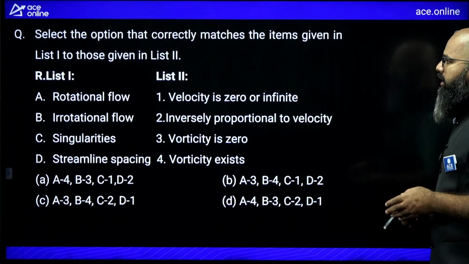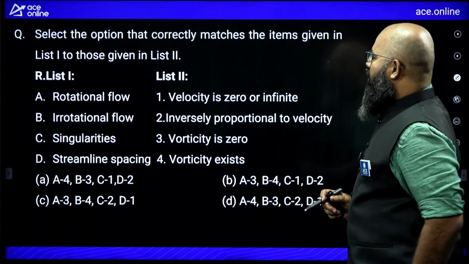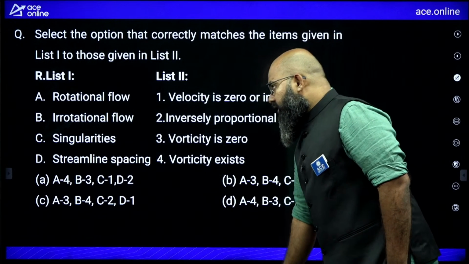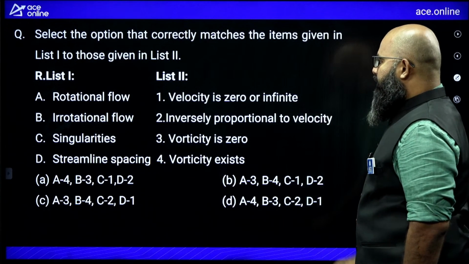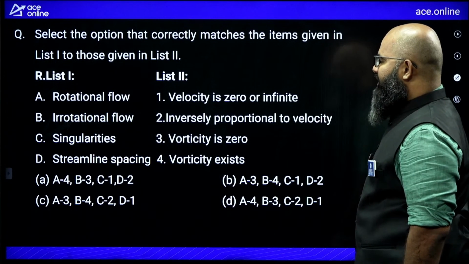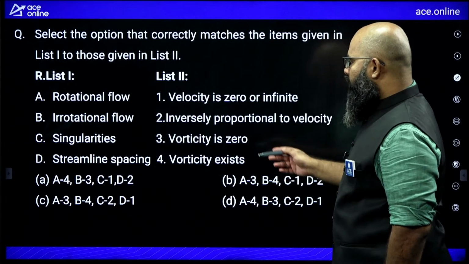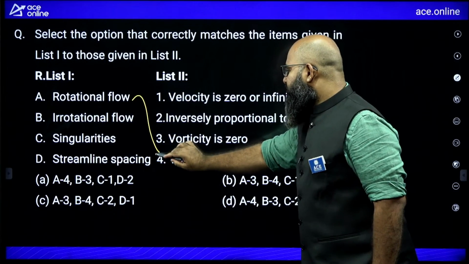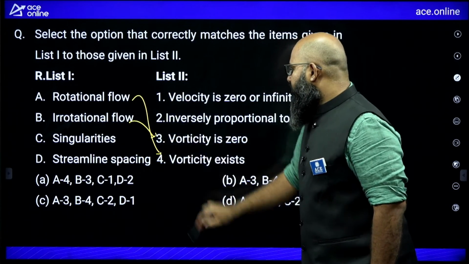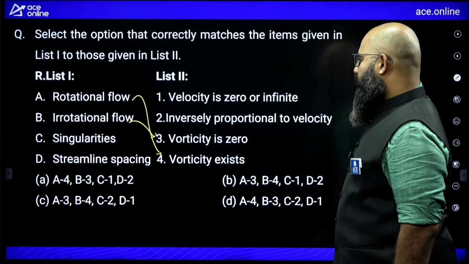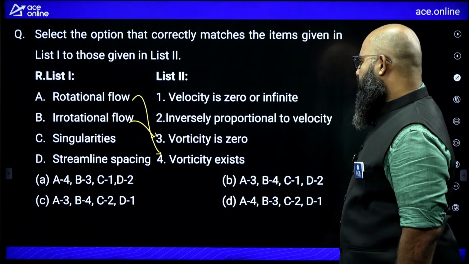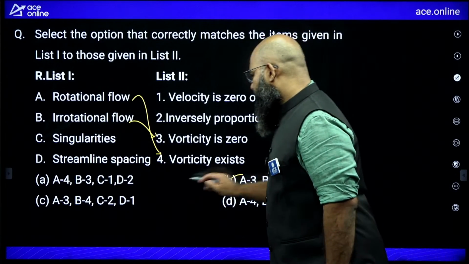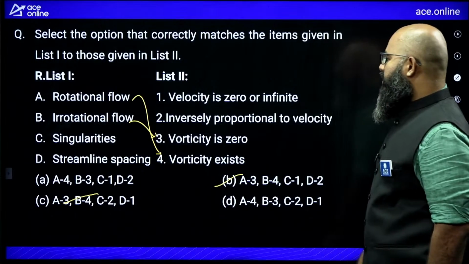Moving further, let us look at this question. Select the options that correctly match the items given in list 1 to list 2. The options over here, list 1: rotational flow, irrotational flow, singularities, streamline spacing. Now rotational flow and irrotational flow will talk about vorticity. In the case of rotational flow, vorticity must exist. In the case of irrotational flow, vorticity must be 0. So A will go for 4, B will go for 3. A for 4, B for 3, ठीक है. So B and C can be neglected now.